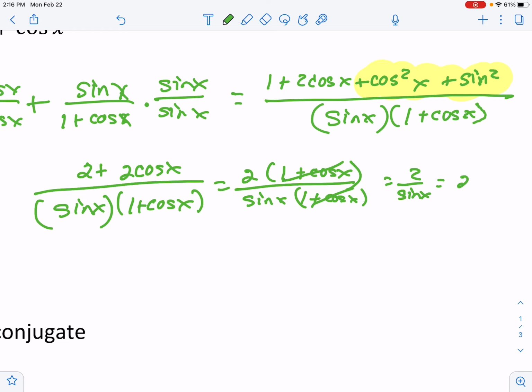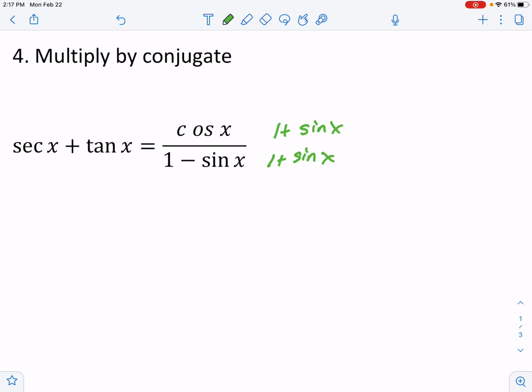All right, multiply by the conjugate. I'm going to multiply this by 1 plus the sine of x. How do I know to multiply by the conjugate? Usually it's the last choice. I couldn't split that up. I could turn this into sines and cosines, I guess. But this is my choice.